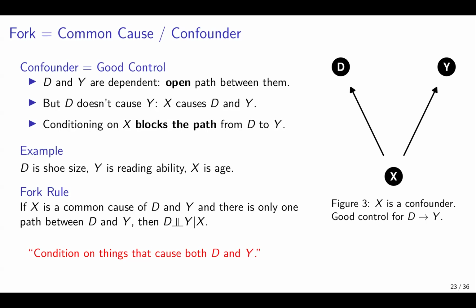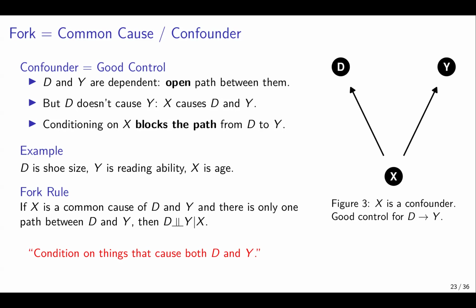The fork is a common cause, also known as a confounder. A confounder is a good control. A confounder is a thing that you would love to adjust for. So the way that this works is, let's suppose that we have the DAG at right, which is the fork. So X is a confounder. It is a common cause of D and Y.